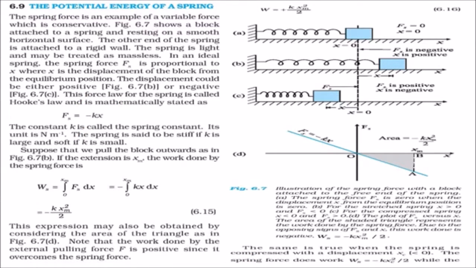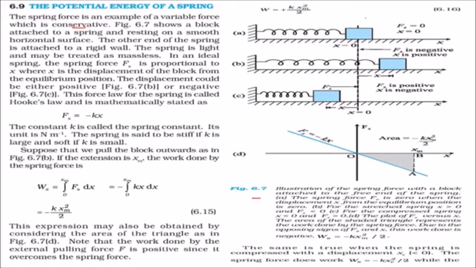The potential energy of a spring. The potential energy, or you can say the spring force, is an example of a variable force, which is conservative. In this Figure 6.7, these are all the diagrams of what is happening.